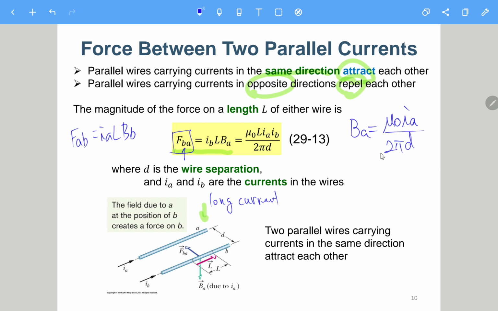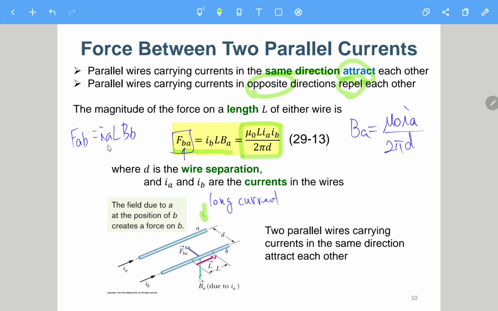Here we can just plug this BA into here. So you can see mu 0 IA, and then L IB. So we will have mu 0 L IA IB over 2 pi d. So this is pretty much it. It is very trivial to get the magnitude of the force. You can see that IA and IB are symmetrical to each other. So it is very clear that FAB and FBA will be the same value.